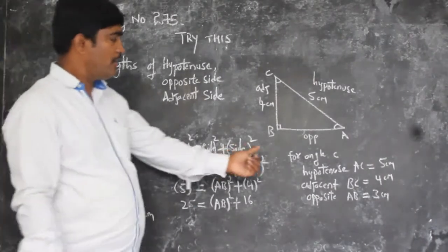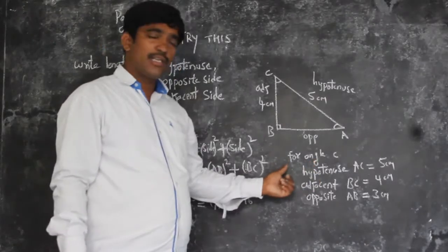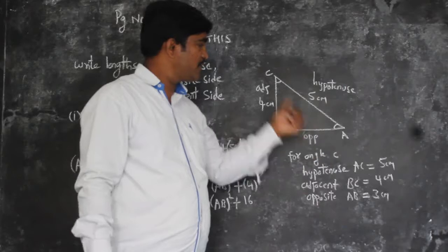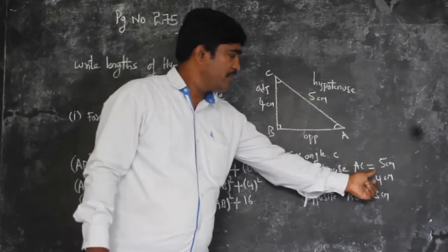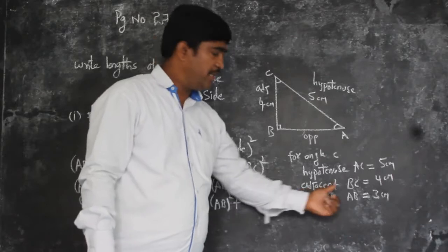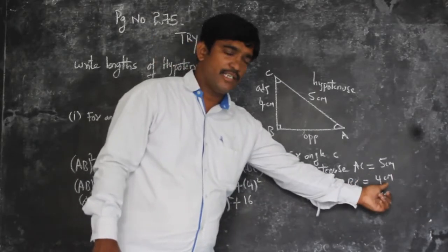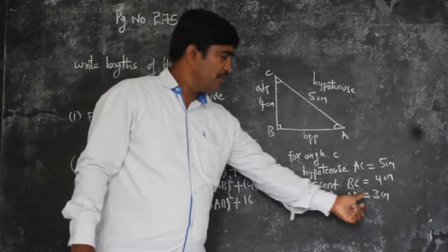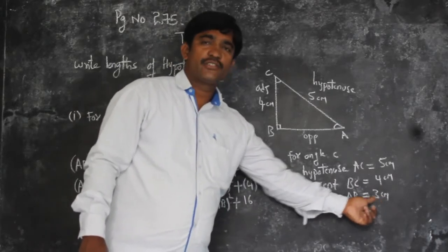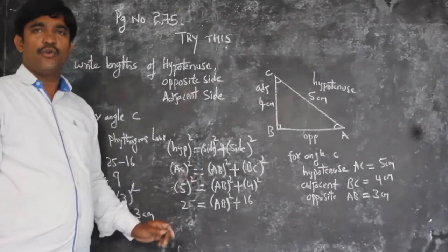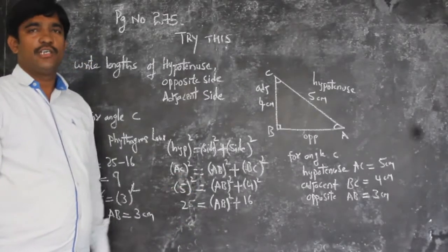Now we will find out for angle C what the lengths of the sides are. What is the hypotenuse for C? AC, which is equal to 5 centimeters, already given. Similarly, the adjacent BC is given as 4 centimeters. And what I have found out is the opposite side AB, which is equal to 3 centimeters. This is how we find the value of the unknown sides and solve the problems.